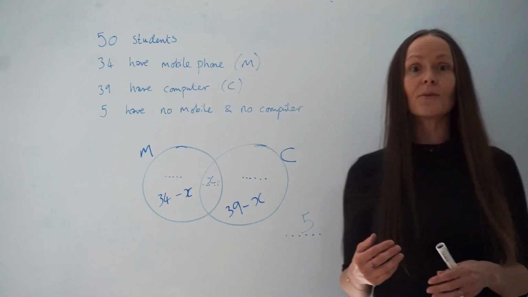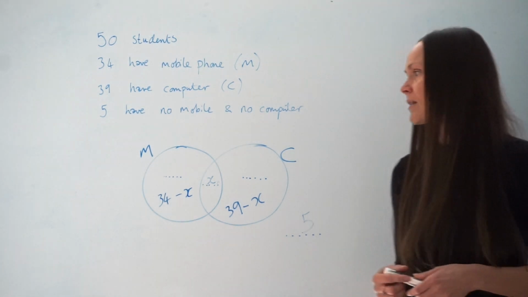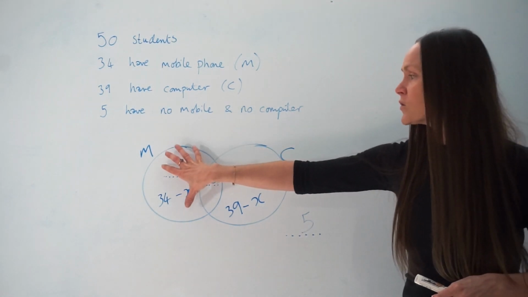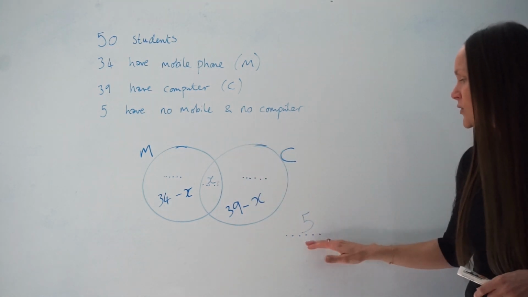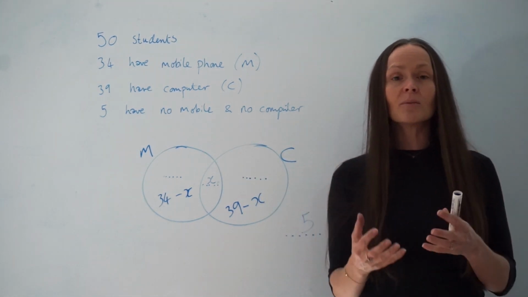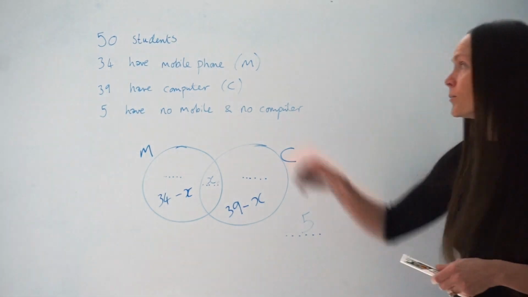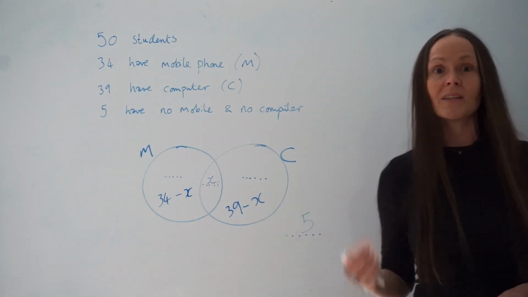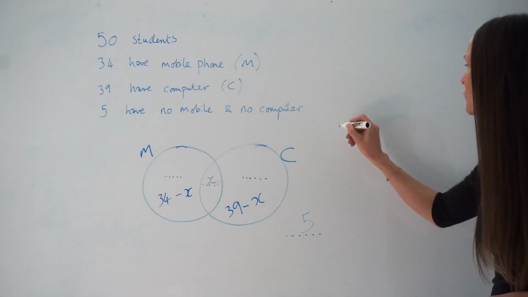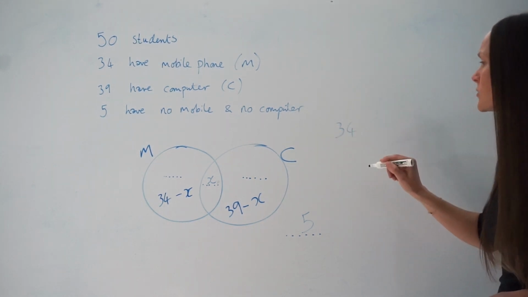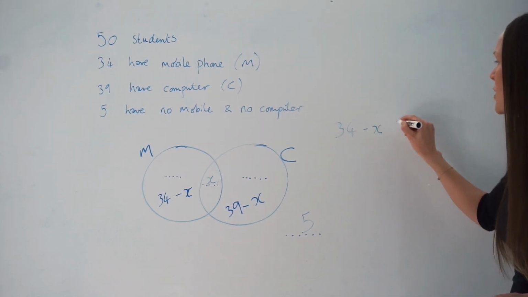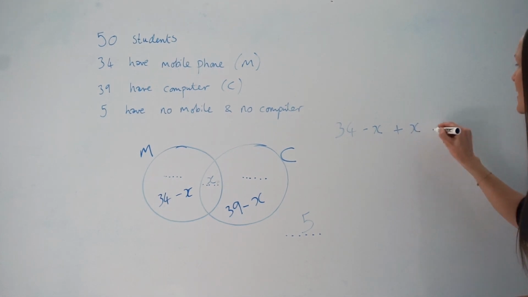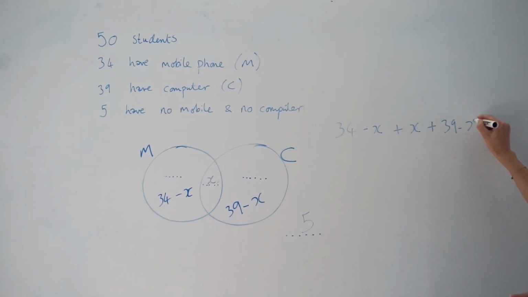So we're told at the beginning of the question there are 50 students altogether. So if you add all of the students in circle M and C and the students outside the circles, they should come to a total of 50, okay? Because that's the total number of students. So that's what I'm going to do. I'm going to add everything together and put it equal to 50, and that's how I'm going to form an equation that we're then going to solve. So 34 minus x plus the middle intersection x plus 39 minus x plus the 5 students outside the circles has to equal a total of 50.